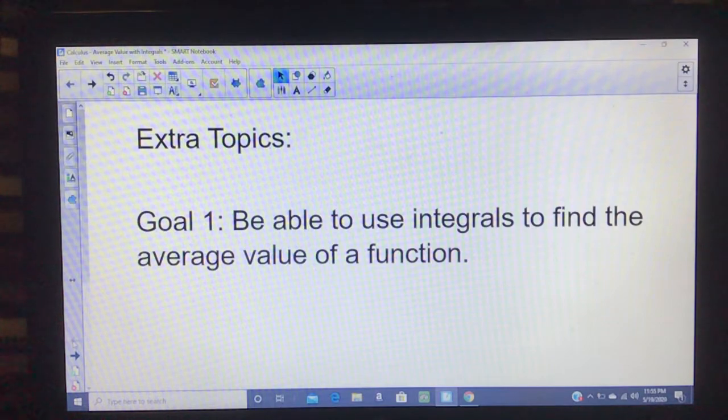I'm more going to try to just give you the big idea of how to do it and a little bit of, as best as I can get, some intuition as to why it works, but try to keep it basic. All right. So this first topic is being able to use integrals to find the average value of a function. This does connect to just finding averages.